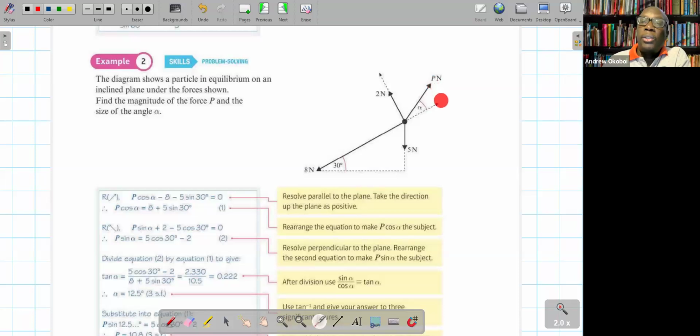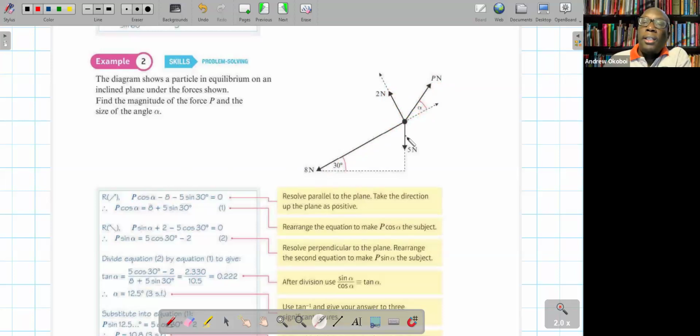They've turned this force this way, parallel. So this is P cos alpha, which is here. That's the only force going upwards here. This one is perpendicular to the plane, so we're not going to deal with it. But this 8 is directly opposite this P cos alpha, so that's why we subtract 8.